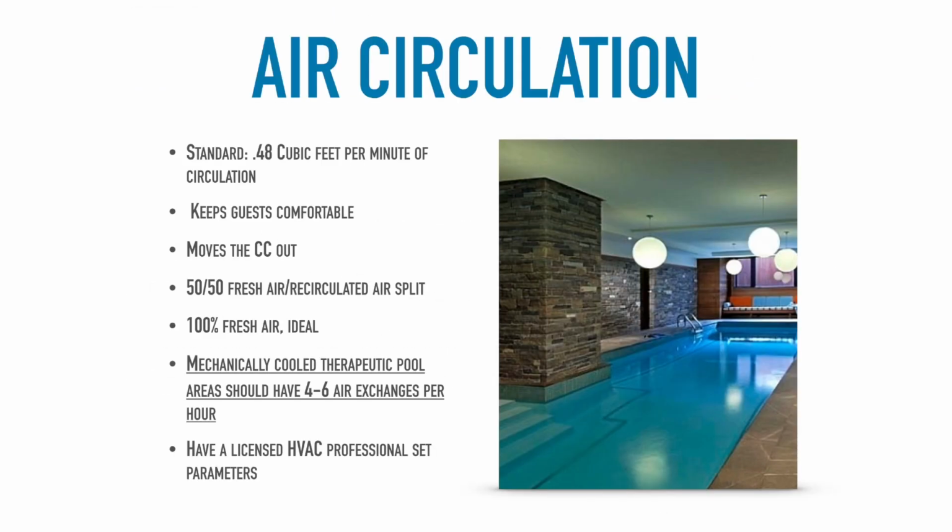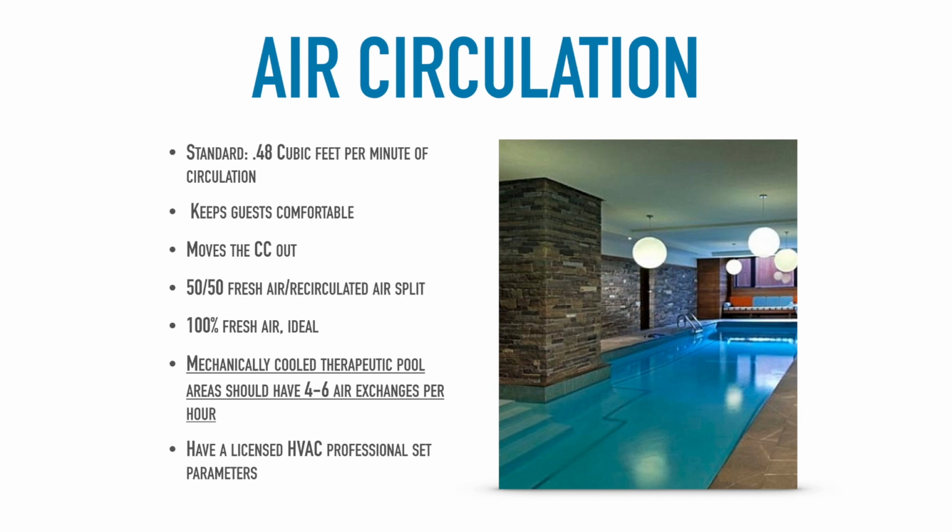Now, when it comes to air circulation, it is more put on an HVAC professional. Anybody who's setting the parameters for their HVAC systems at your properties, this information is for you. The standard is 0.48 cubic feet per minute of circulation velocity. The reason why we're doing this is twofold. One, it helps keep our guests comfortable. It makes our facilities not feel like they're sitting in a wind tunnel and freezing out when that wind blows through and hits their bodies.